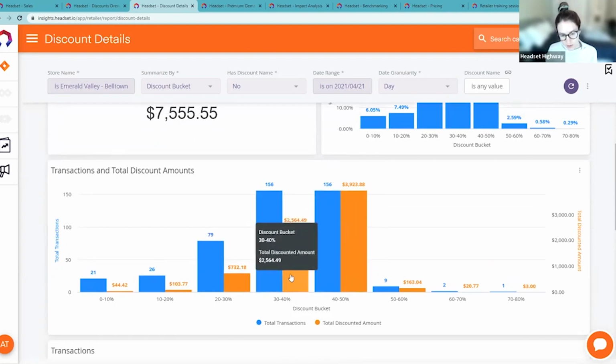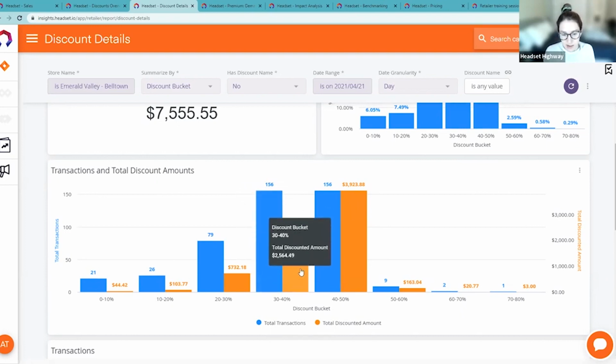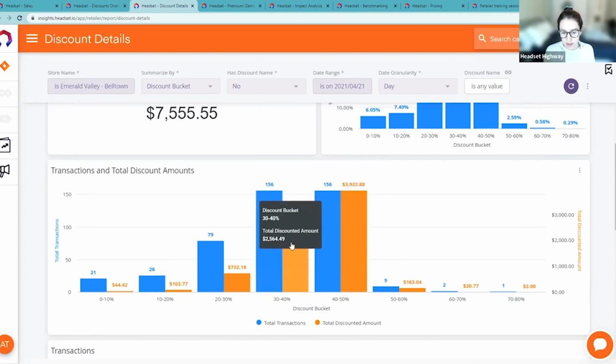So here, focusing on that 30 to 50% range, we can see that total transactions for 30 to 40 was 156. That meant that the total discounted amount was about 2,500. Same thing with 40 to 50%, 156 total transactions, but total discount amount was almost 4,000. So that's quite a large difference between the money we gave away with the 30 to 40% versus the 40 to 50%.